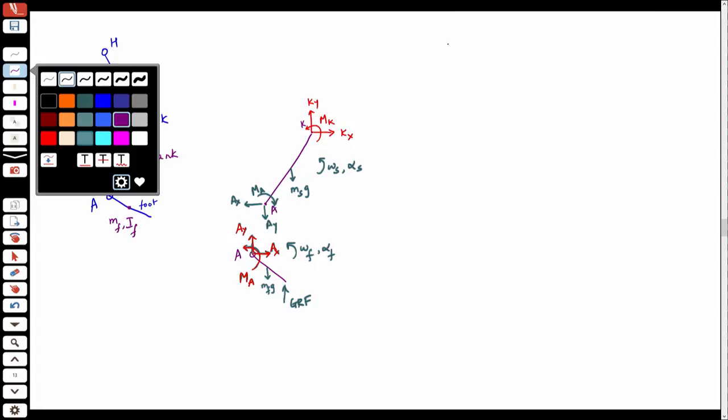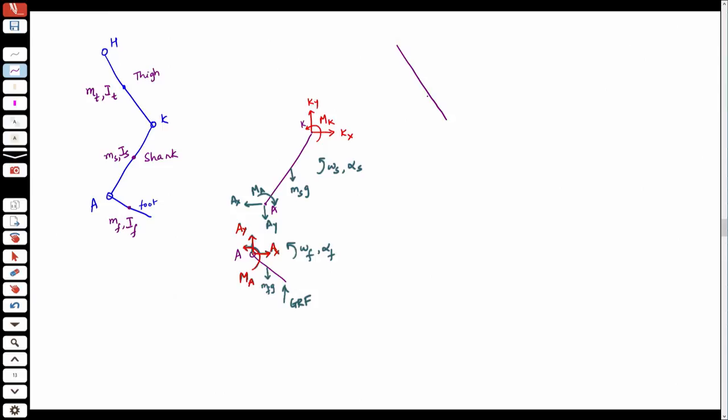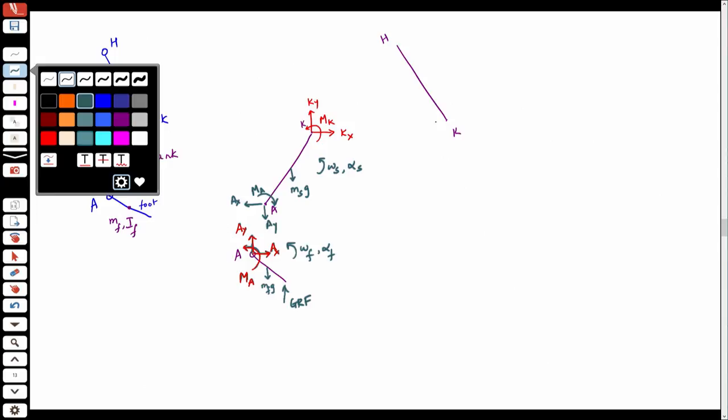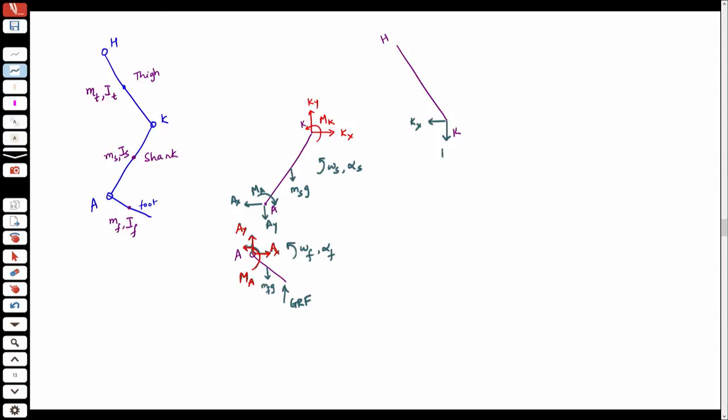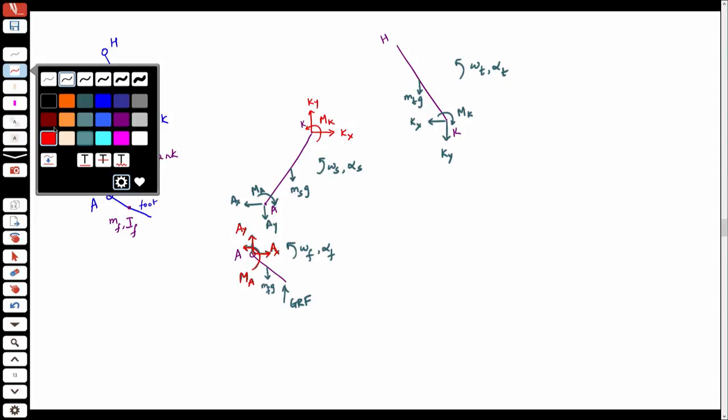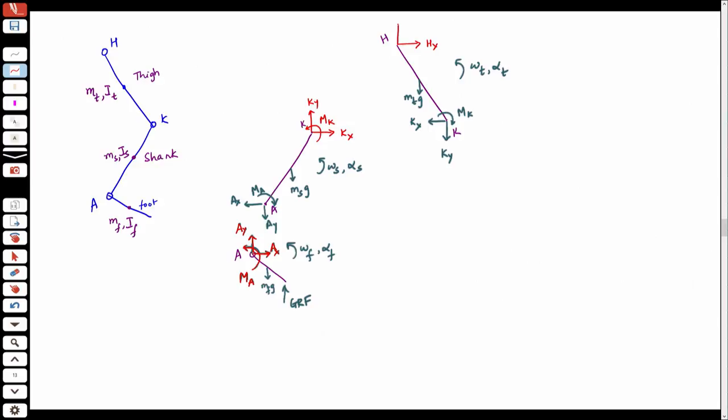So, if I look at the thigh, this is my knee, this is my hip. From the previous analysis, I now know Kx, Ky and, sorry, Mk should be Mk. Mass Mt G, and the thigh has some omega thigh, alpha thigh. And this gives rise to unknown reactions at the hip, which are Hx, Hy and Mh.